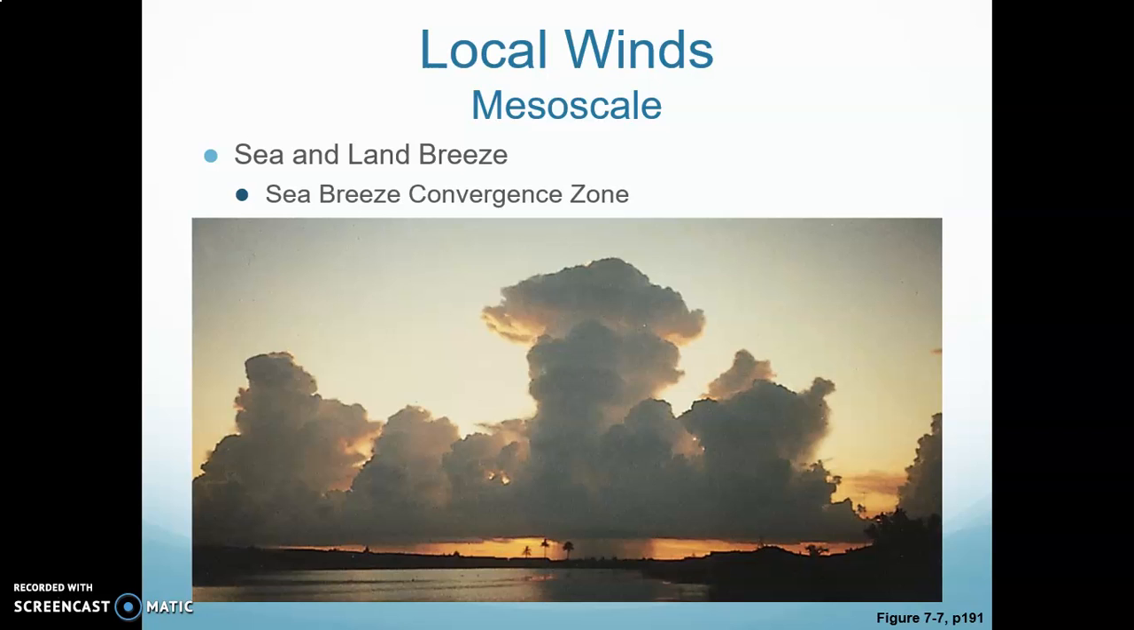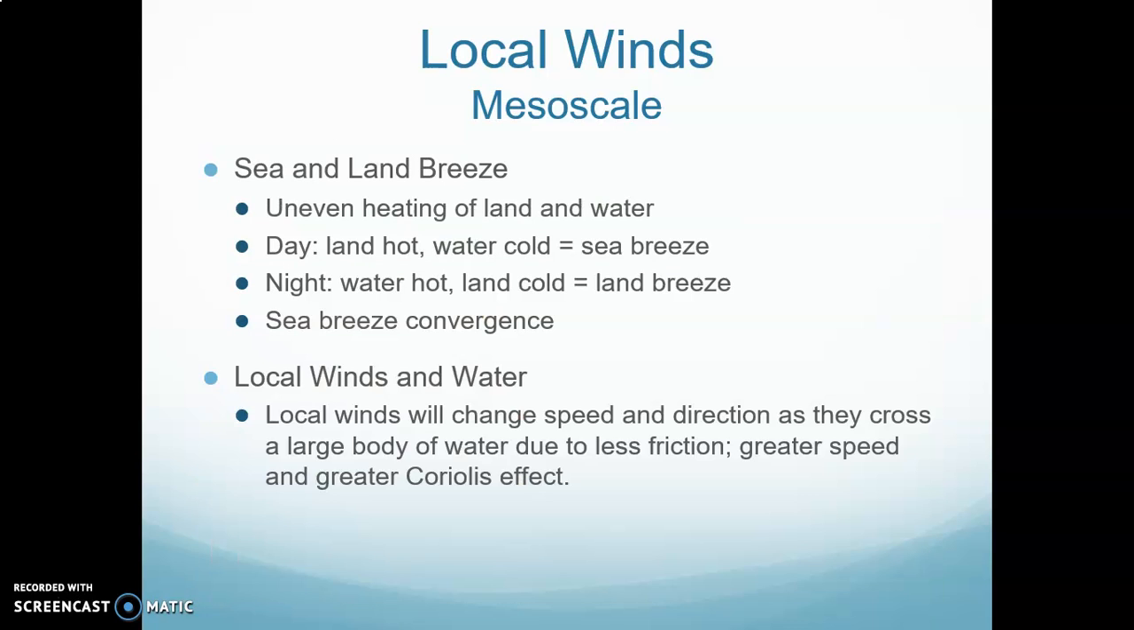Being from the Daytona Beach area, we have looked off in the direction of Orlando, off to the west, many times and seen scenes like this, where we have very, very large cloud structures with very intense rain underneath them in the middle of the summer. This would be the line of the sea breeze convergence zone. So in summary, a sea breeze comes from the uneven heating of land and water. During the day, the land is hot and the water is cold, and so that would constitute your sea breeze. But at night, the water is hot and the land is cold, which would give you a land breeze.